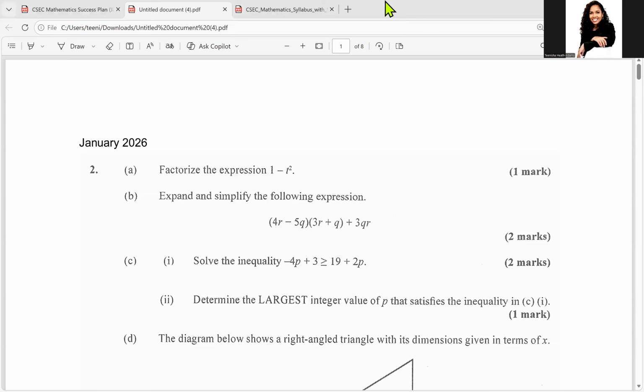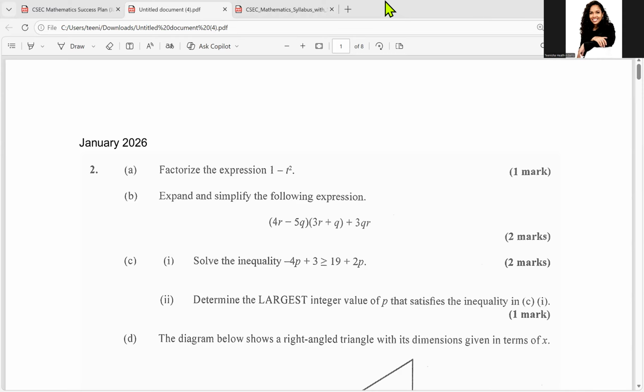Right, guys. So question 2 on every single paper 2 has to do with algebra, right? You're going to get questions on factorizing. You're going to get questions on solving equations, even inequalities, things like that. Okay. So the first thing is on factorizing.